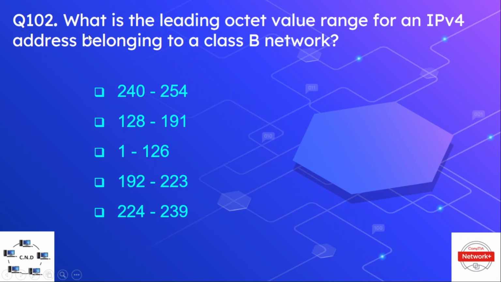Question number 102 is that what is the leading octet value range of an IPv4 address belonging to a class B network? And the options are 240-254, 128-191, 1-126, 192-223, or 224-239. And the correct option is 128-191.